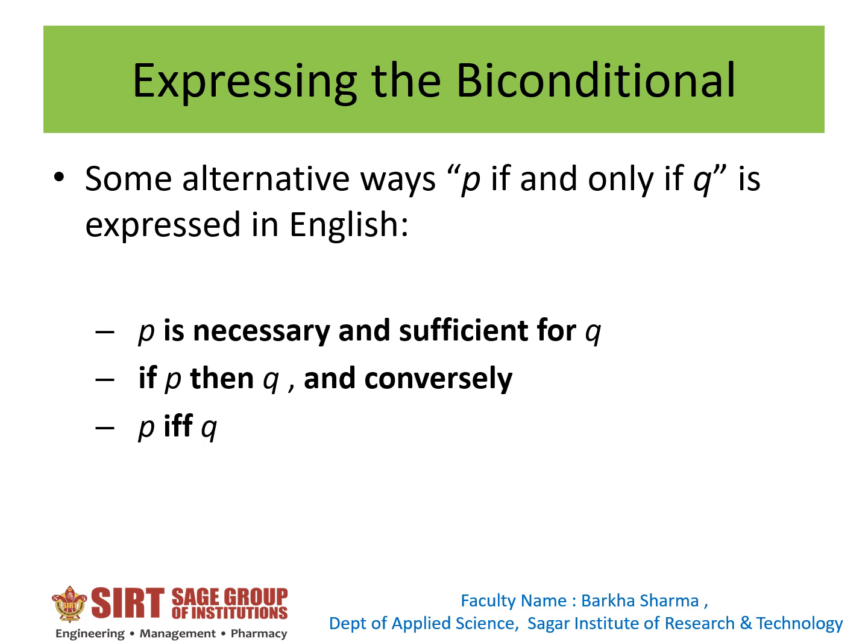Expressing the biconditional. Some alternative ways P if and only if Q is expressed in English: P is necessary and sufficient for Q. If P then Q and conversely, P if Q.